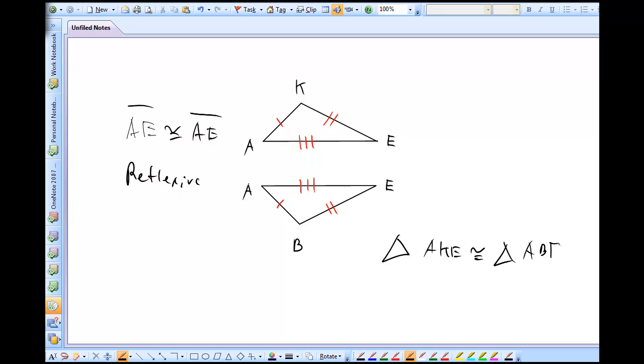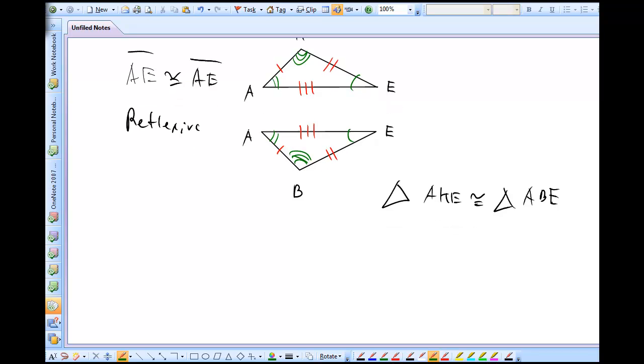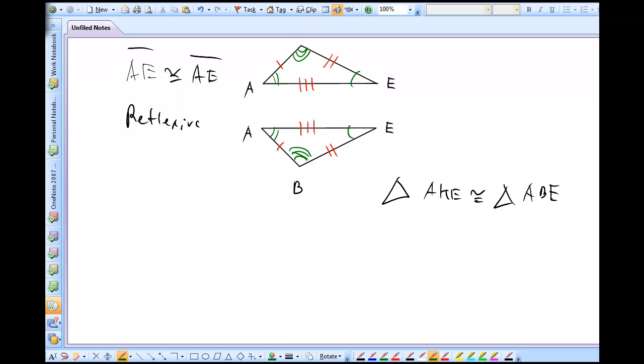Now that those two triangles are congruent, every corresponding angle in those triangles is congruent. This E matches up with this E, this angle A matches up with this angle A, this angle B down here matches up with this angle K up here. So all the corresponding pieces of those triangles are congruent. I want to focus on one of those details in particular, these angle E's right here.